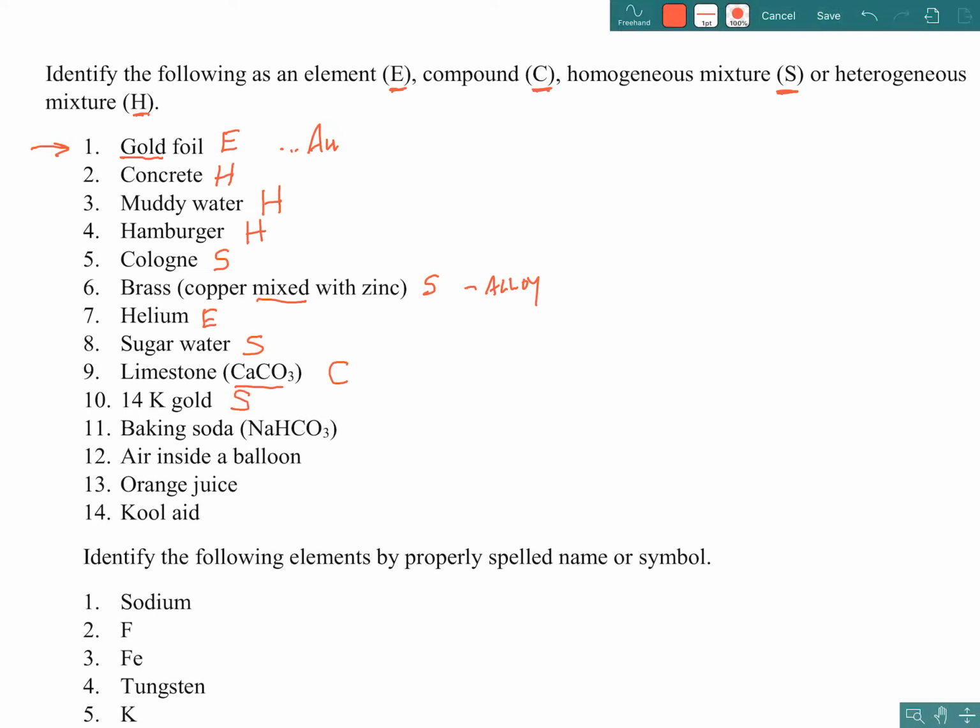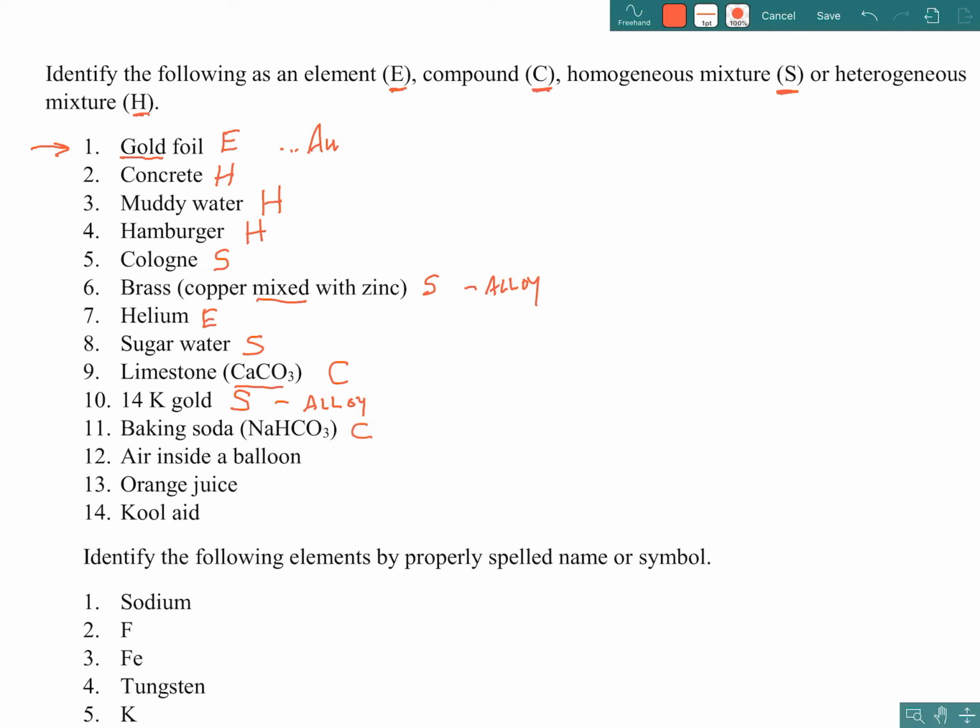14 karat gold. Okay, good. Hopefully you said solution. Obviously 14 karat gold is not pure. We said 24 karat gold was, if you remember. So 14 karat gold is a mixture. So it's either homogeneous or heterogeneous. We don't have layers in there of gold, copper, and silver. It's actually homogeneously mixed together, and we call those solutions. Hey, kiddos, that's another alloy, isn't it? Alloys are solutions.